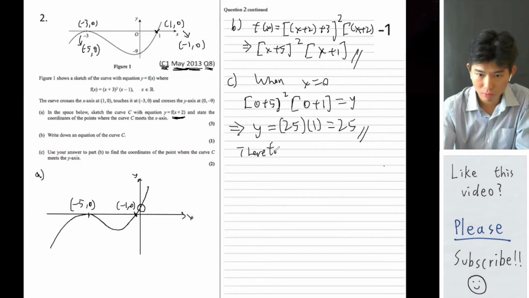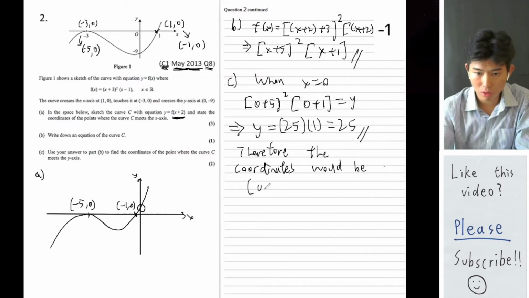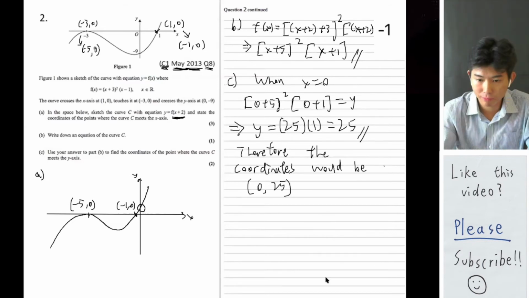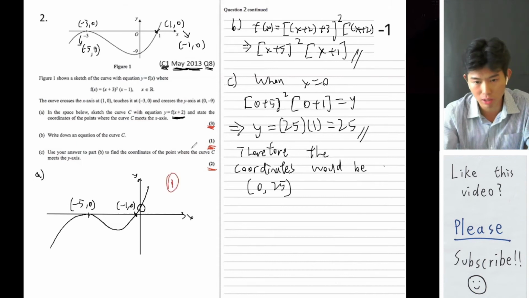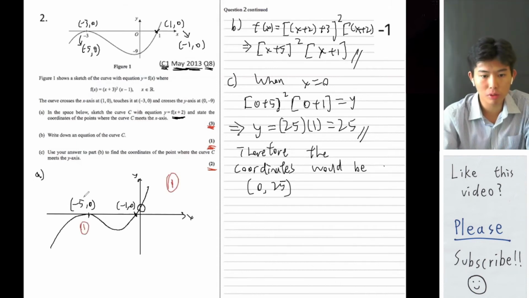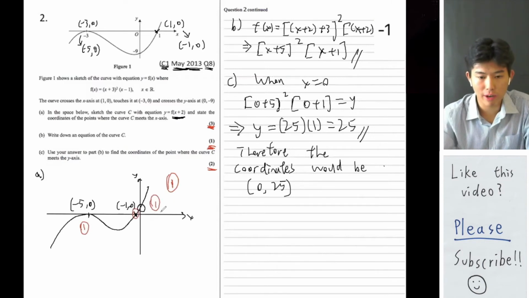Therefore, the coordinate will be (0, 25). Okay, so for the marking, the first part carries 3 marks, the second part carries 1 mark, and part C carries 2 marks. So for the first one, 1 mark is for the correct horizontal translation, 1 mark is for the correct point of translation, and another mark is for this point being correct.